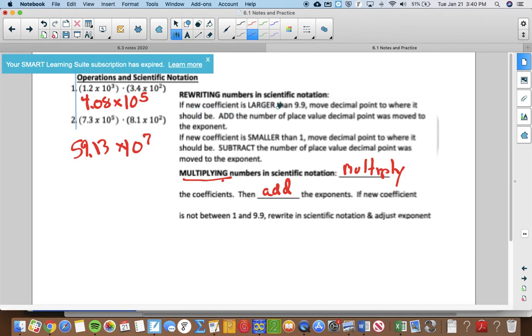If the new coefficient is larger than 9.9, move the decimal point to where it should be. Should be between the 5 and the 9. And that 1 and 3 just comes along after the 9. But when you move the decimal point, you need to add the number of place values the decimal point was moved to the exponent. That's worded poorly. We moved it one spot, so we're going to add that one spot to the exponent, to the power. So it's going to be times 10 to the 8th.